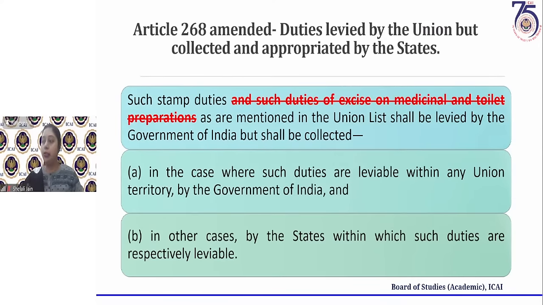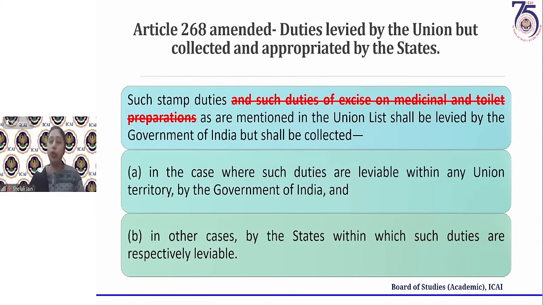Pavitra is asking about the concurrent list. Concurrent list, Pavitra, is the list where matters relating to both center and state have been listed. That means subject matter on which both center and state can make the laws. That is the concurrent list. Okay.